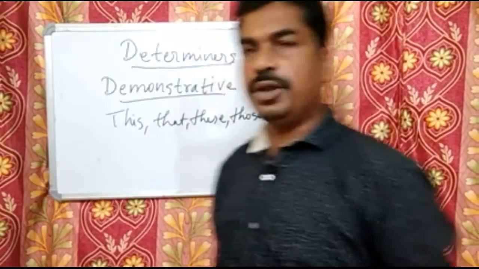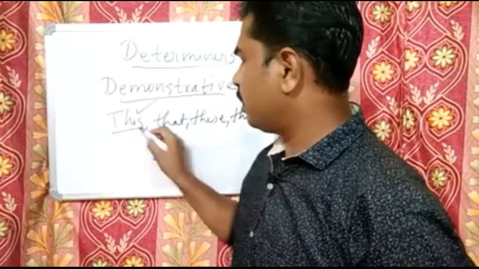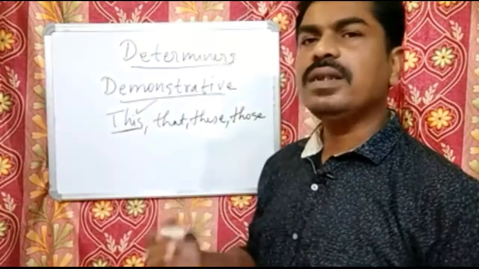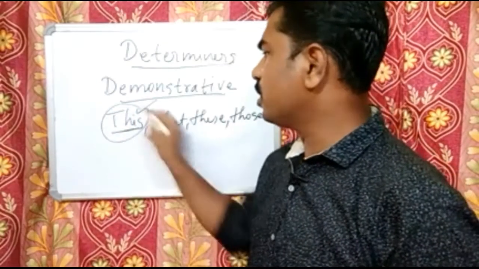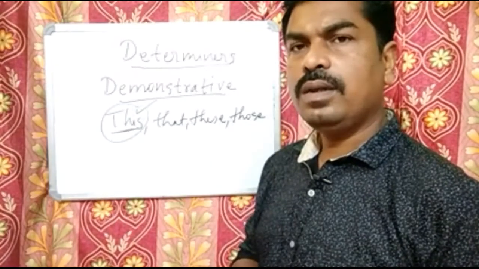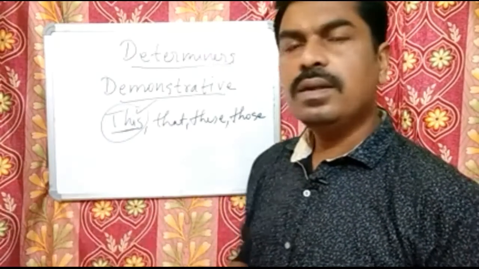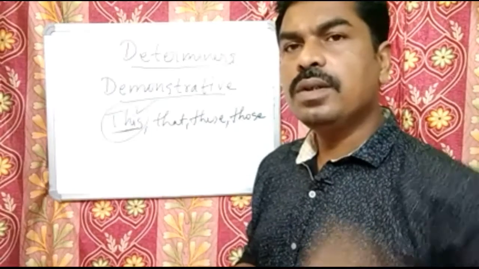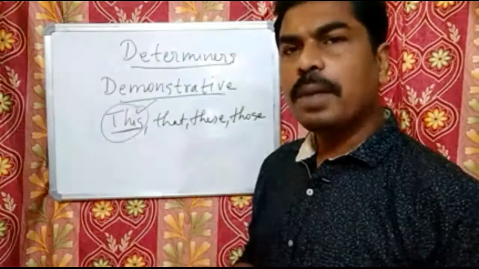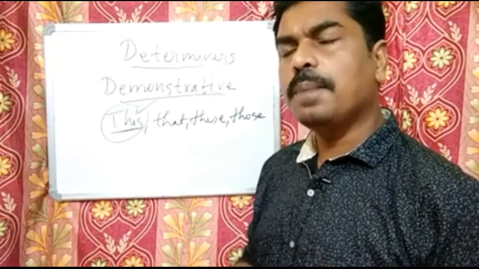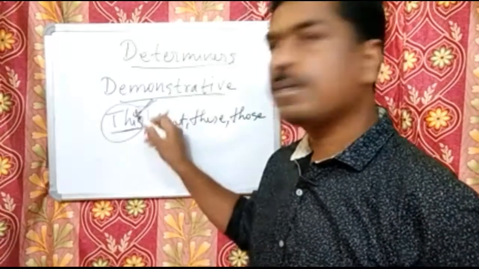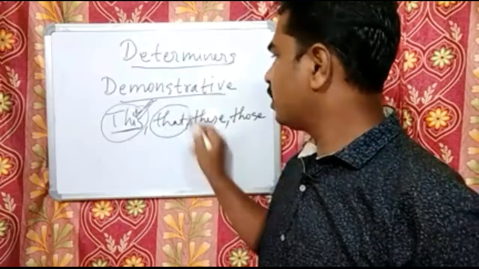Now let me explain to you the use of all these. This, the first one: when the object you are pointing to is very close to you and it is singular, you have to use this. Bring me this book. Okay? Bring me this pen. Bring me this shirt. So I'm talking about a singular noun and I'm pointing towards a noun which is very close to me. So I'll use this.